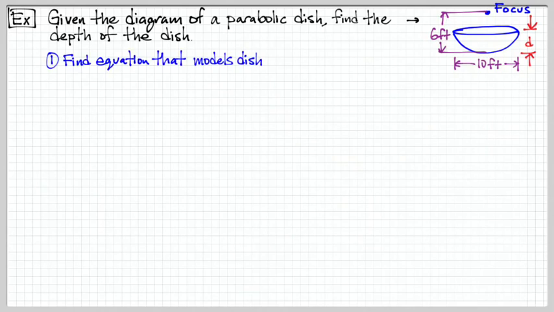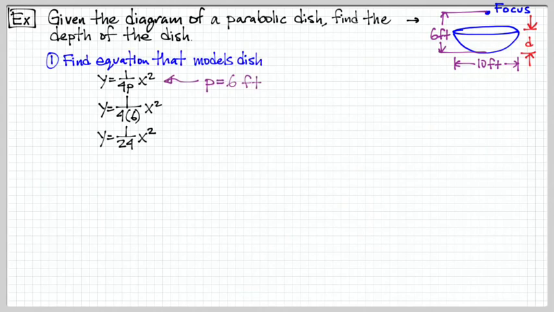So, first thing to do is find the equation of the dish. What is the equation that models this parabolic curve down on the bottom? So it's going up and down. So that's going to be a y is equal to type of form. I need to find the value of p now. In this case, p is the distance from vertex to the focus. That's given to us as 6 feet. So I plug 6 into the value of p here, and I get my parabola equation.